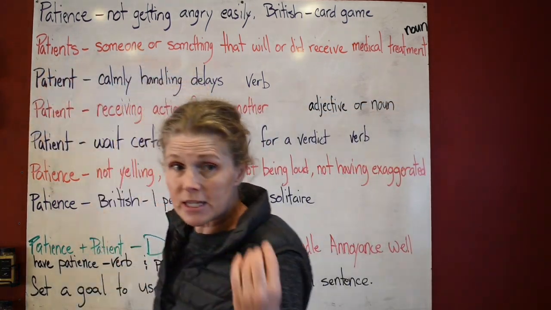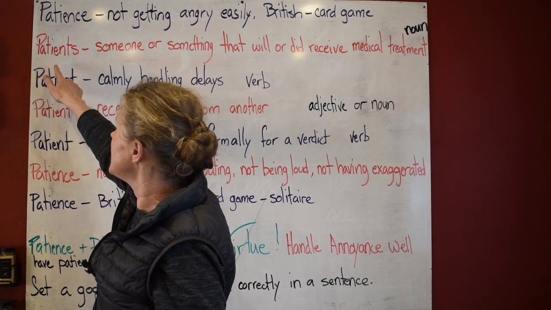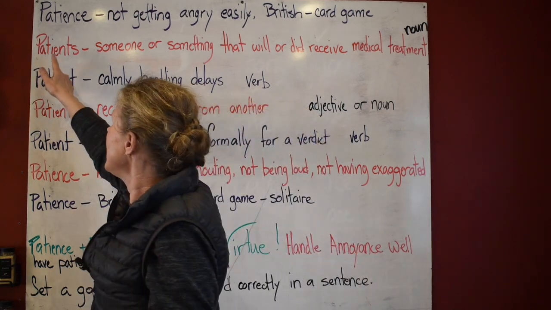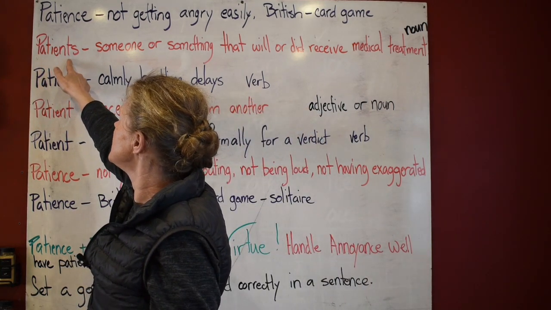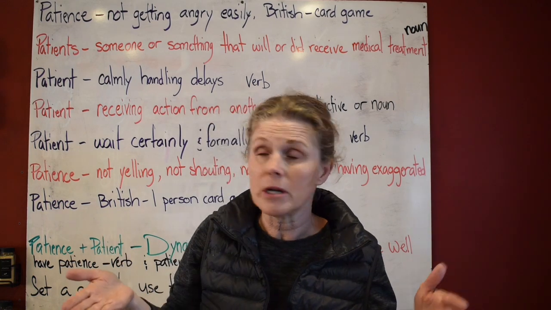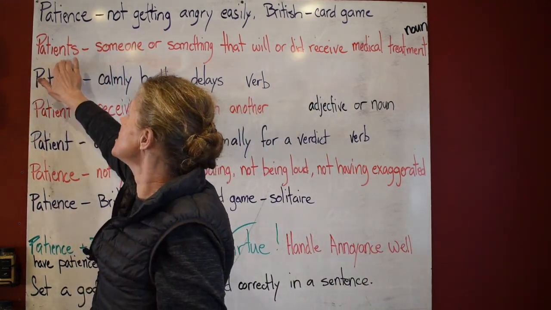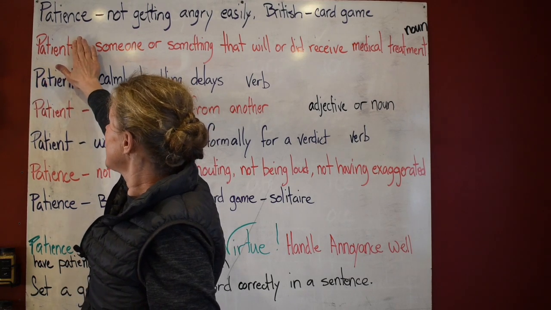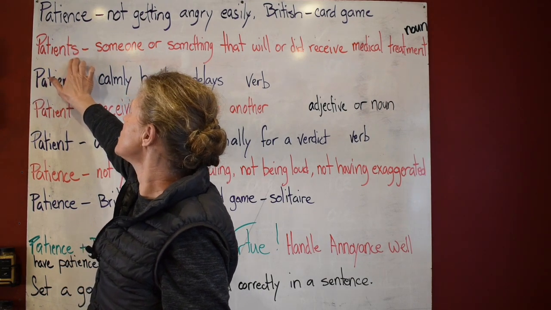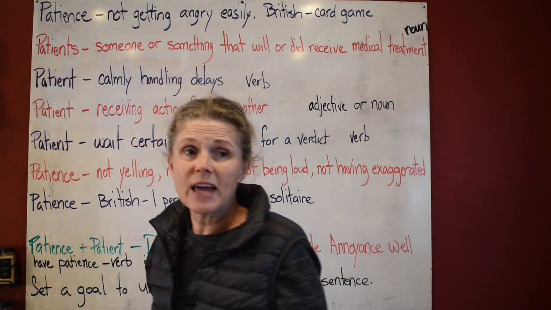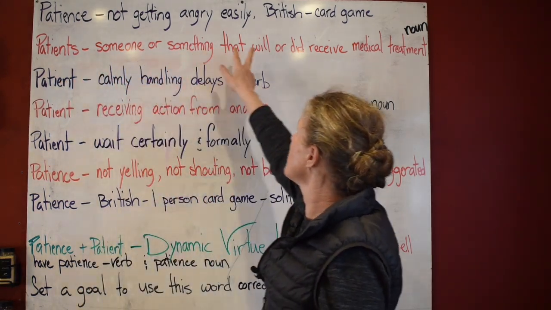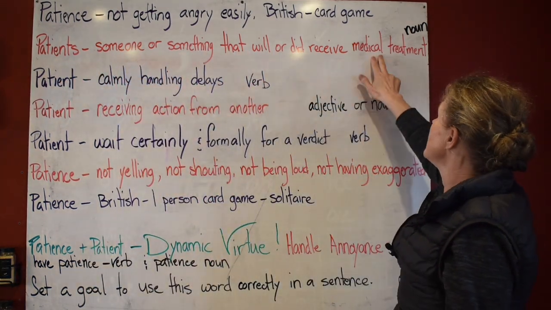Now, this one, patients, let's spell it: P-A-T-I-E-N-T-S. Spell it again. Now, this says patience. It's the exact same sound. This is plural, and then you take the plural S off and you get patient. That confuses people. So if you see an S like that, it means it's plural, and that means someone or something that will or did receive medical treatment.